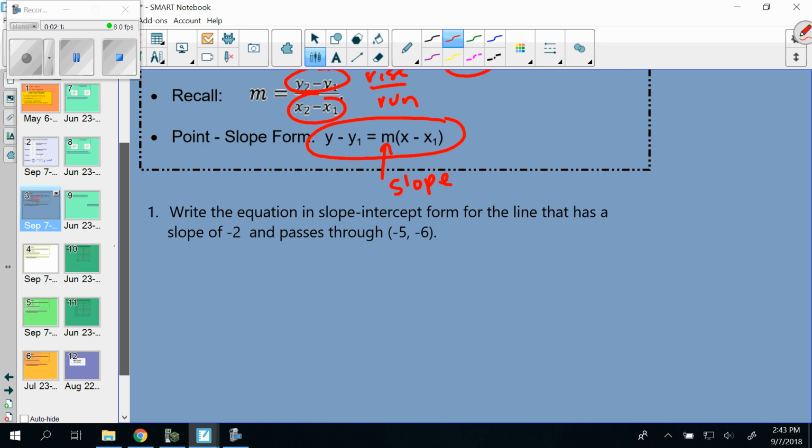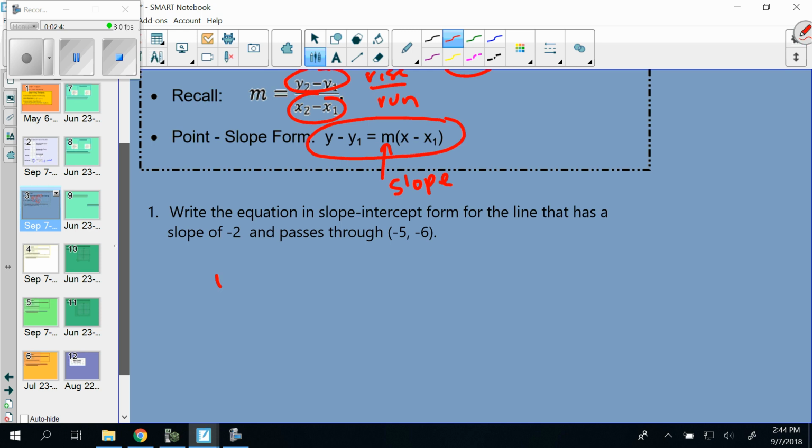Let's look at an example. Write the equation in slope-intercept form for the line that has a slope of -2 and passes through the point -5, 6. Okay, so when you're doing this, you can use y equals mx plus b that we did before, and you can get it to come out, or you can use point slope form. We'll show you both first, and then the rest of these notes, we're just going to stick with point slope form.